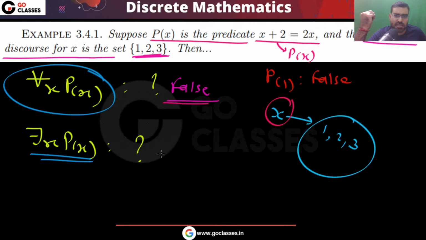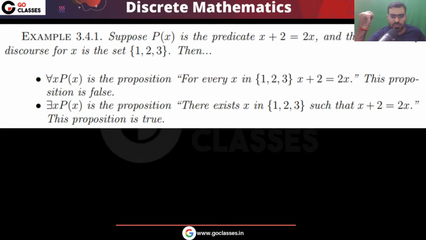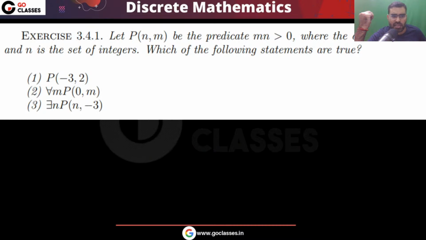There exists x P(x). This statement is true because you can clearly see for at least one person, like for this person, P(2) is actually true. So this is actually true. So one person is enough to make it true and one person is enough to make it false. Let's move on now. Let's see this question. Tell me the answer quickly. What is the answer for this question?